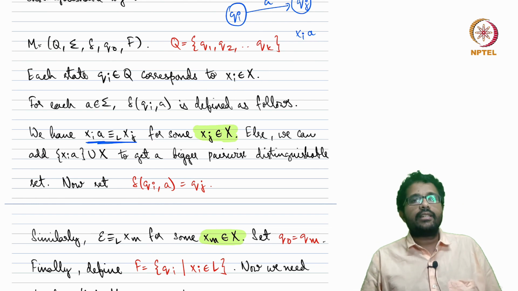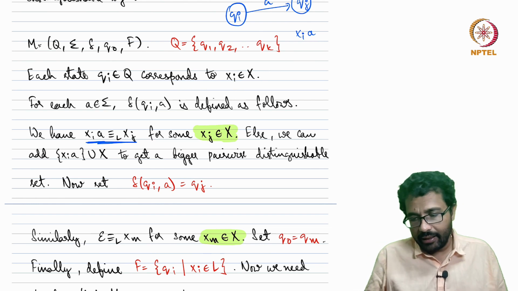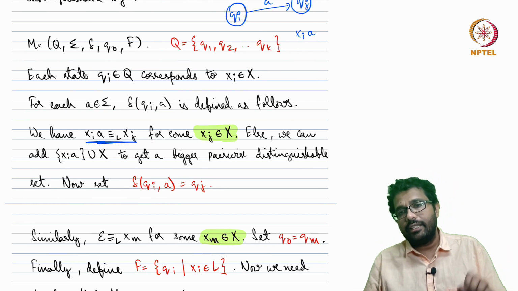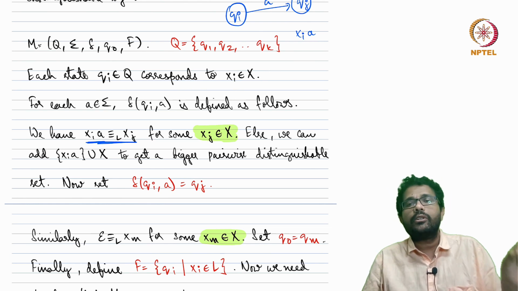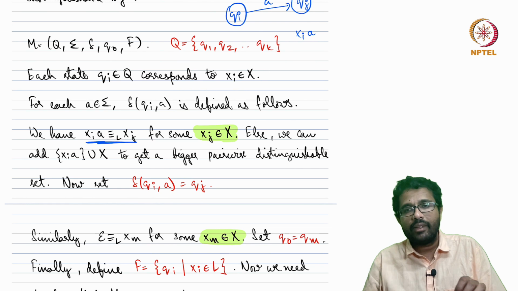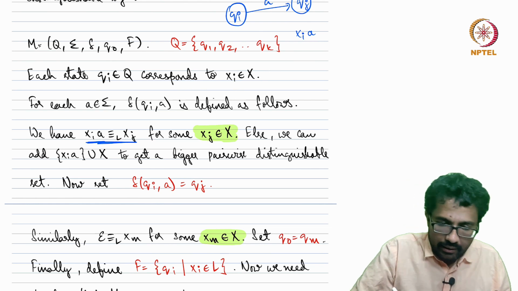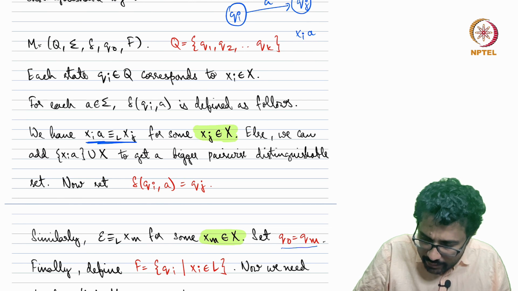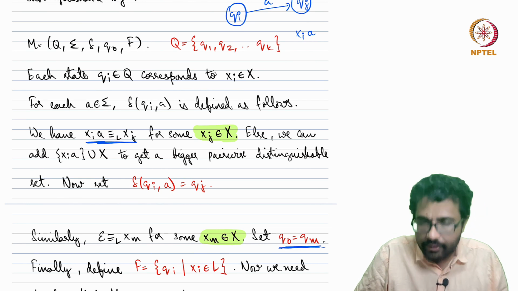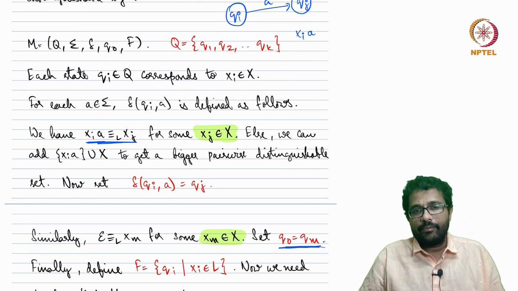So suppose the empty string is equivalent to xm, then the corresponding state Qm is to be set as the starting state. So the empty string will be equivalent to some string xm, and the corresponding state is the starting state of the DFA.